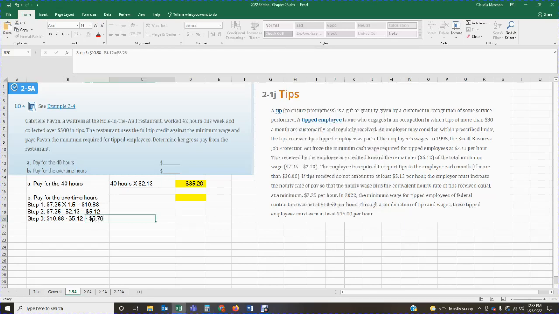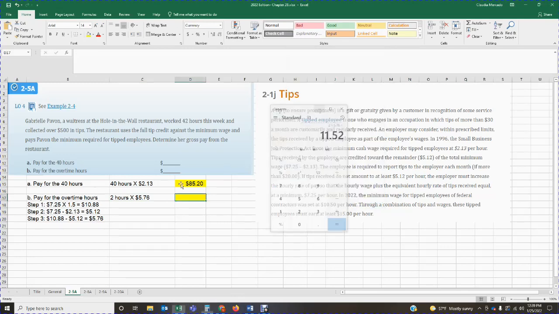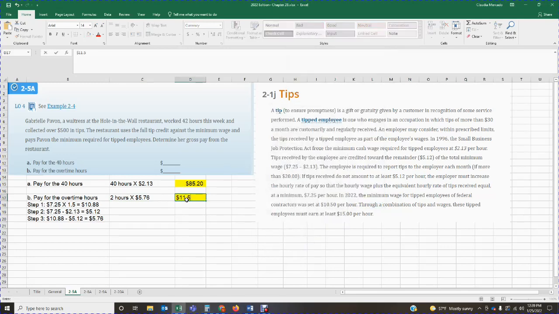So for every hour worked overtime, the employee is going to make $5.76. How many hours did the employee work overtime? The employee worked 2 hours above the 40, and we're going to use the overtime rate of $5.76. That will be 2 times 5.76, which is $11.52. So the employee is going to make $11.52 on overtime, $85.20 on the regular pay for the 40 hours, plus the $500 in tips.